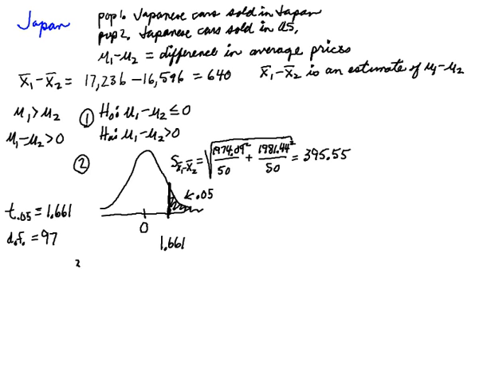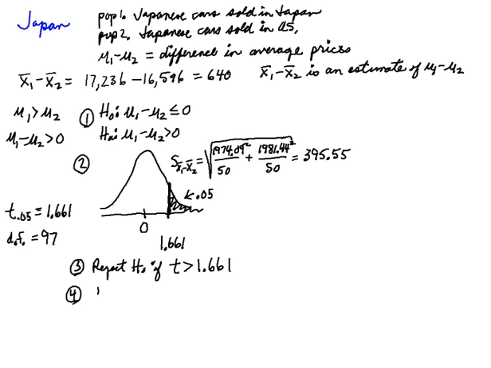Now I'm going to go ahead and write my rejection rule. I'm going to reject h sub 0 if my test statistic t value is greater than my critical value t value. And in step 4 we'll find out what that is.